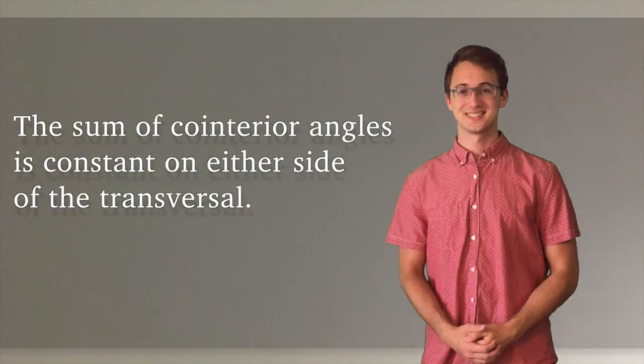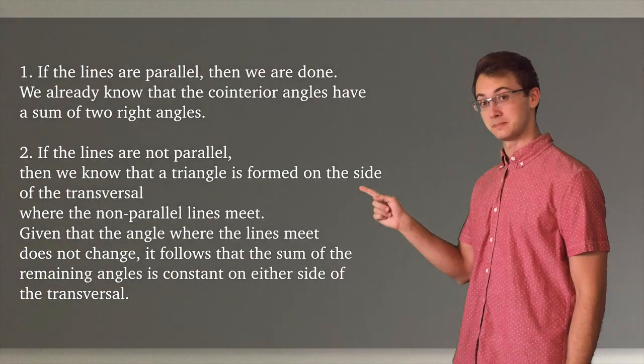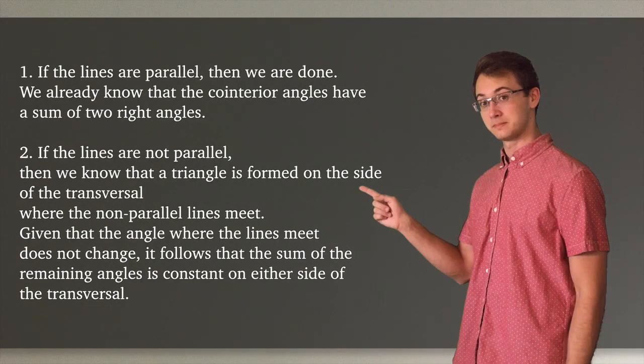In the last video, we derived the fifth requirement of Euclid's Elements, which states the sum of co-interior angles is constant on either side of the transversal. Here's a quick review. We can summarize the fifth requirement as follows. If the lines are parallel, then we are done. We already know that the co-interior angles have a sum of two right angles.